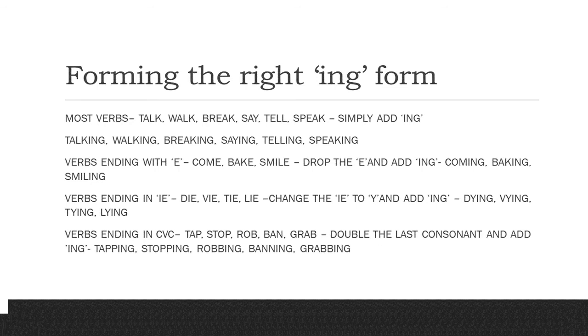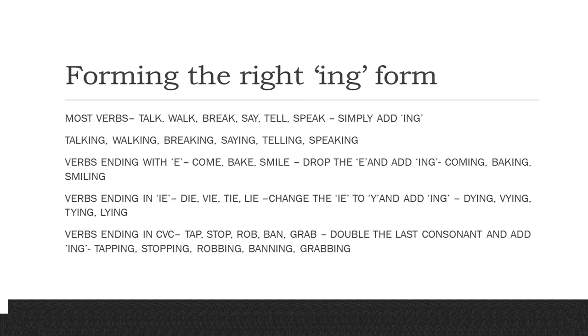For example, some verbs end with e, like come, bake, smile, etc. In these cases, you remove or you drop the e and then you add the ing. Okay, so coming, C-O-M-E, you remove the e, which is C-O-M, and then you add the ing. So C-O-M-I-N-G, coming. Same goes for baking and smiling. Okay, so some examples there.